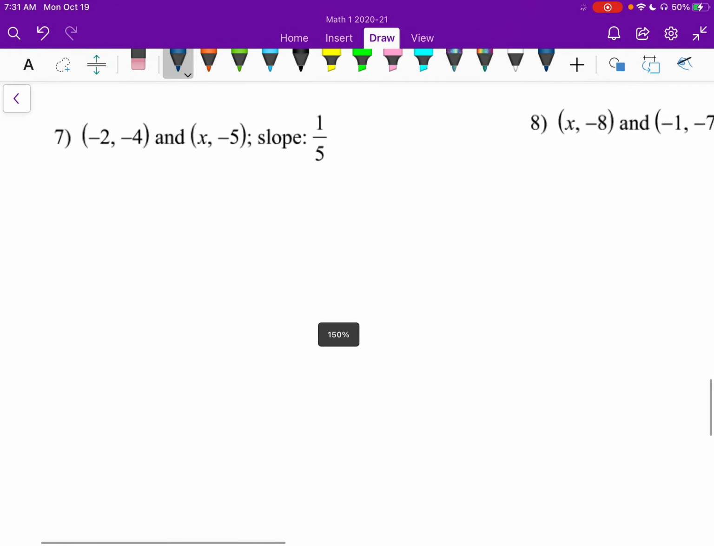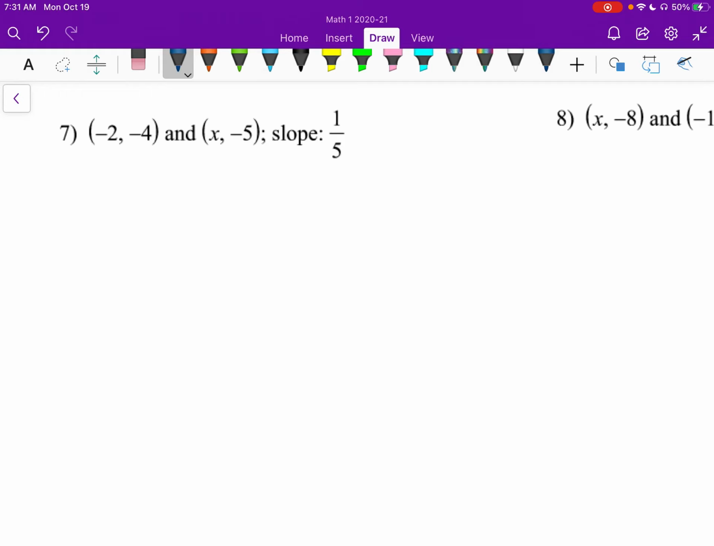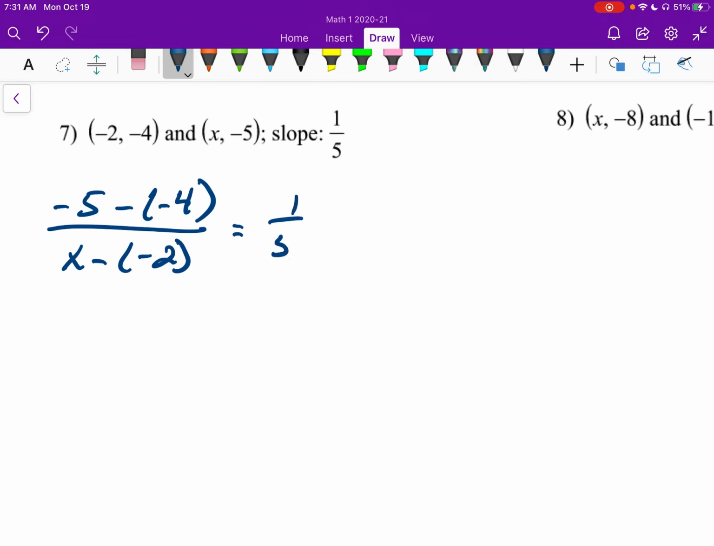All right, let's look at number 7. Back to the x's, a little bit harder problems. So I'm going to have negative 5 minus negative 4 over x minus negative 2 equals 1 over 5. Now I'm going to try to make this prettier. I can have a plus there, a plus there. Negative 5 plus 4 is negative 1, and then I have x plus 2.